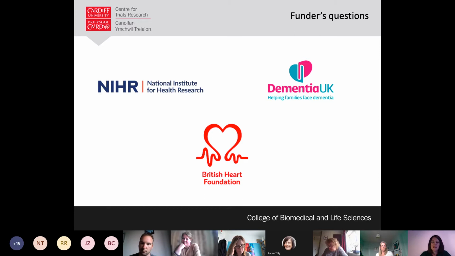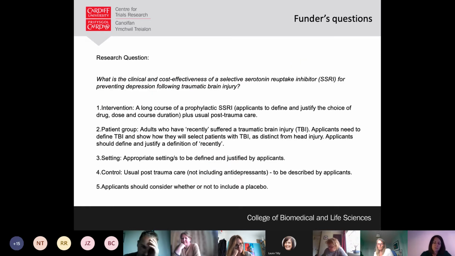Another source of ideas is the funder's own website. So many funders, as you probably know, have researcher-led calls. So that's where you as a researcher come up with the idea and the question. But they also often have themed calls where they will say, we want research done on this particular topic. And sometimes even more than that, they present their own question.